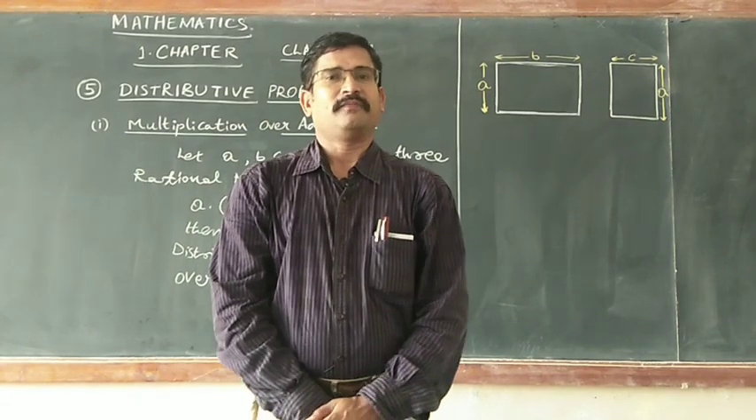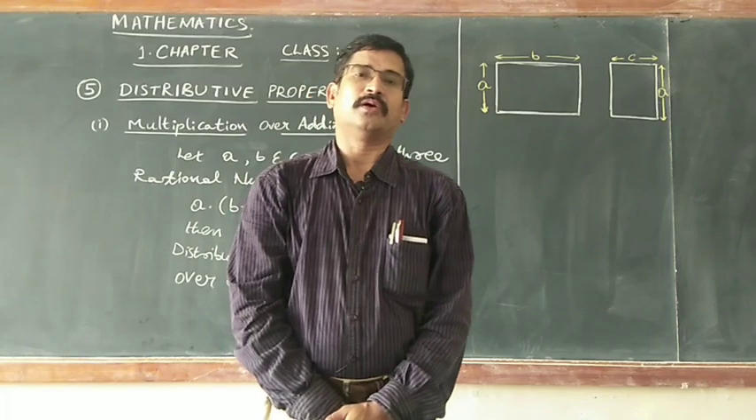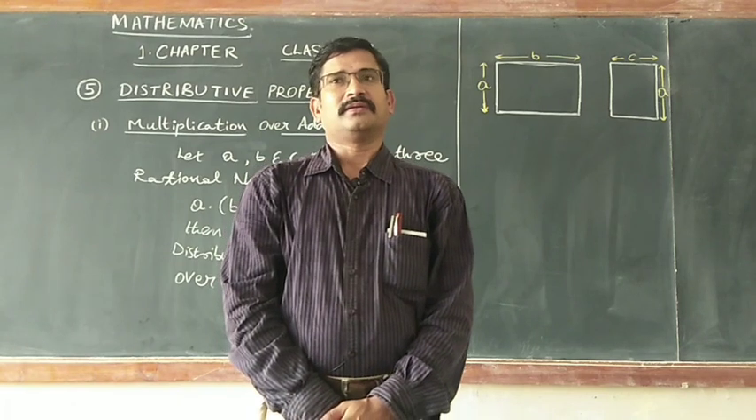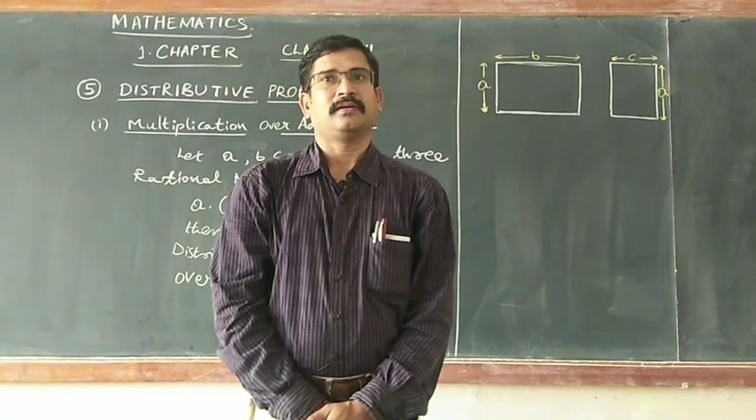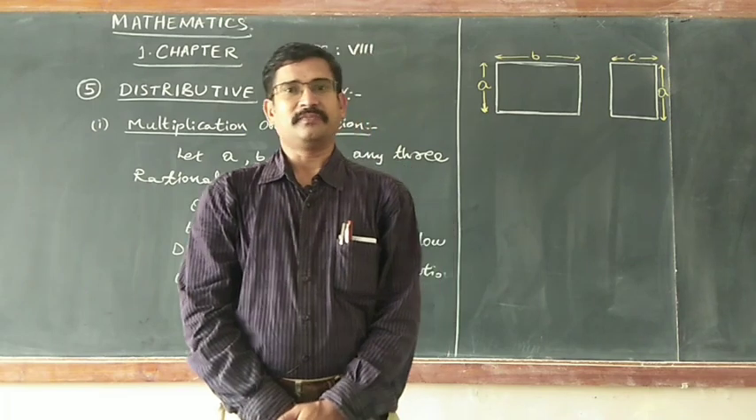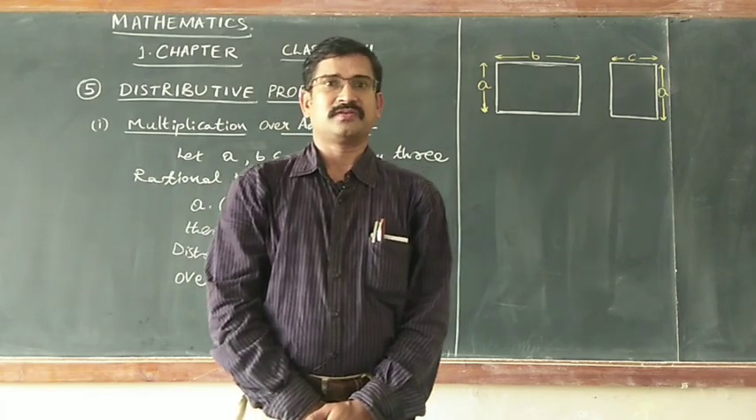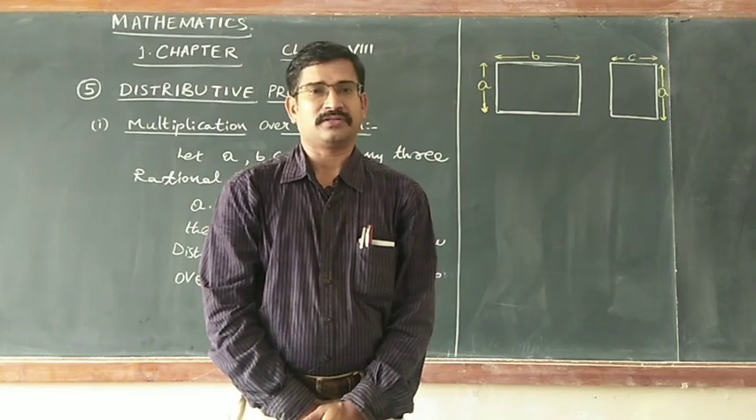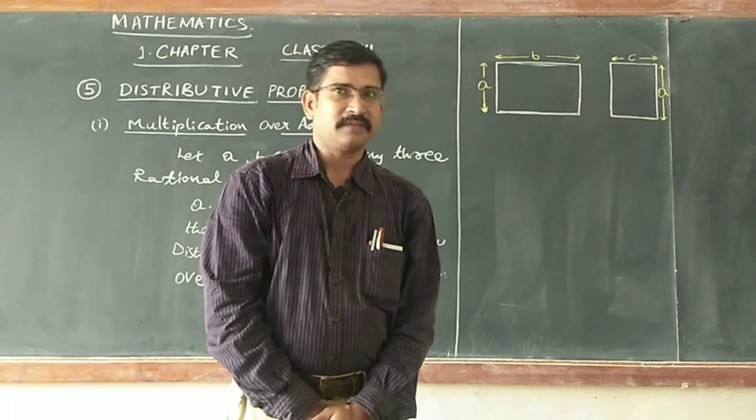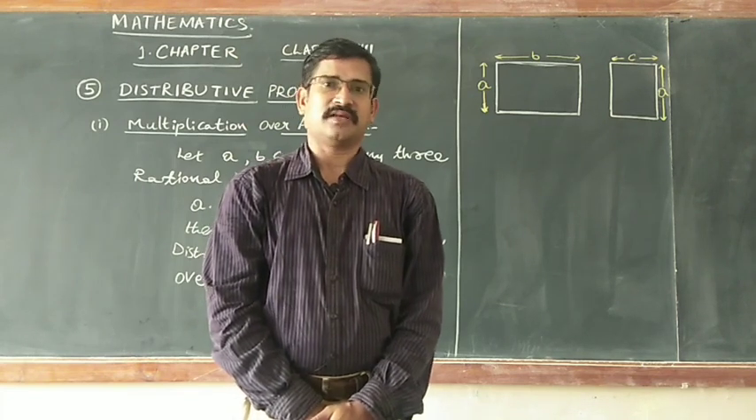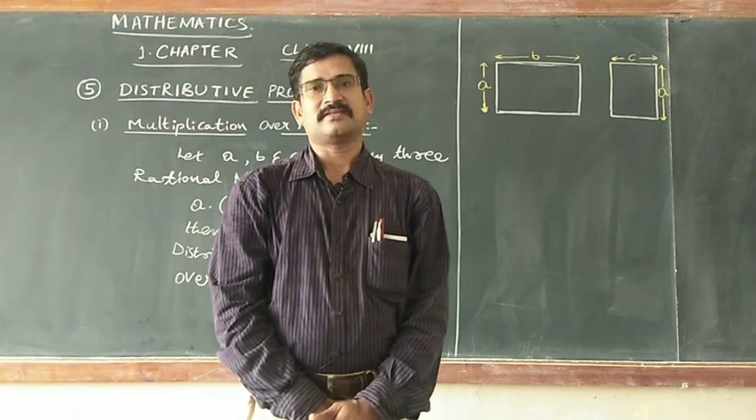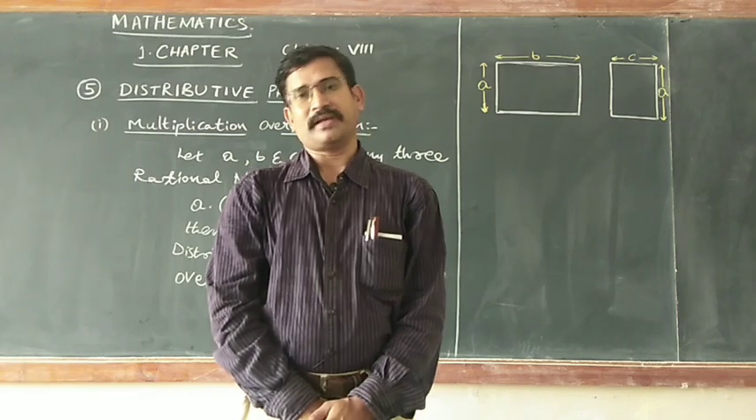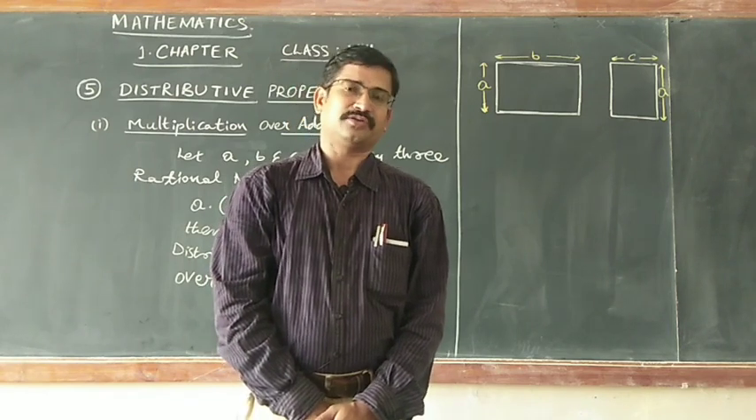Children, today we will be learning a new property called distributive property. Here this distributive property, multiplication over addition, we have great use in the calculations, in the simplification of some mathematical calculations. Children, you have learned the same distributive property on whole numbers as well as integers when you were in class 7th. Now, in this chapter rational numbers, we will be learning same distributive property on rational numbers.